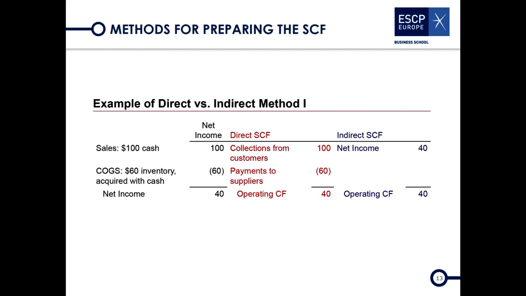For the indirect method, as said, we start with net income, whatever the income statement ends up with. So the indirect statement of cash flows starts with 40. And because it's all cash-based, there's nothing to adjust. So we're already done. Operating cash flows, finished. This is just the easiest case.